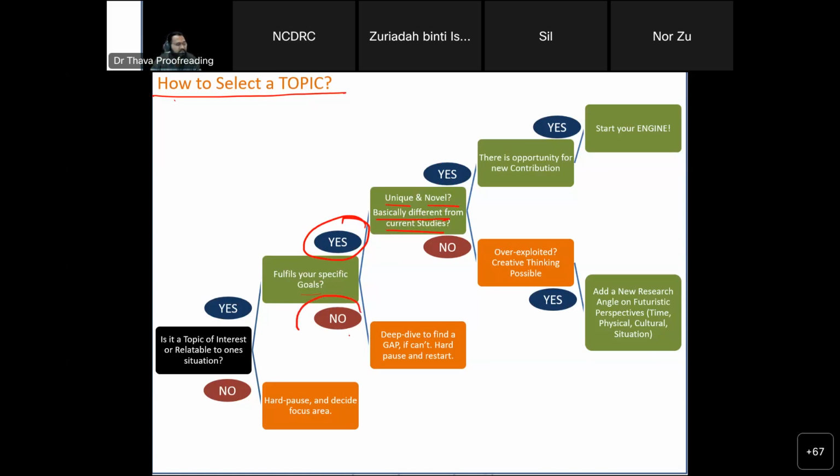Let's say it doesn't fulfill your goal. After you do all the detailed study and write down the proposal and so on, you're like, this is not what I want to do. This is not something that I'm very interested in. Okay, then deep dive to find a different kind of gap. One study can be split into different angles, different things you can do.